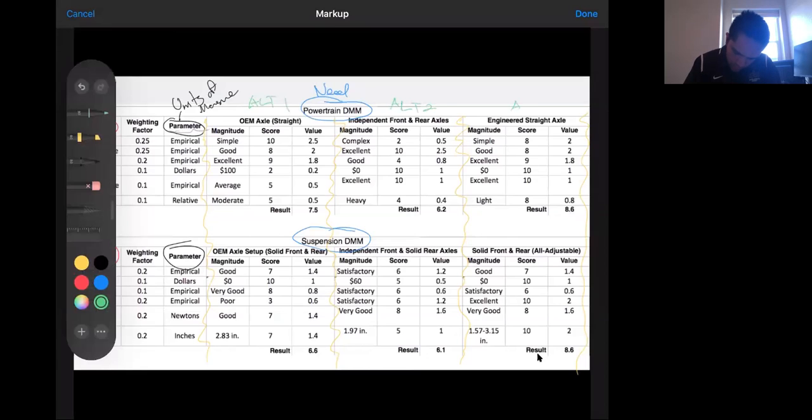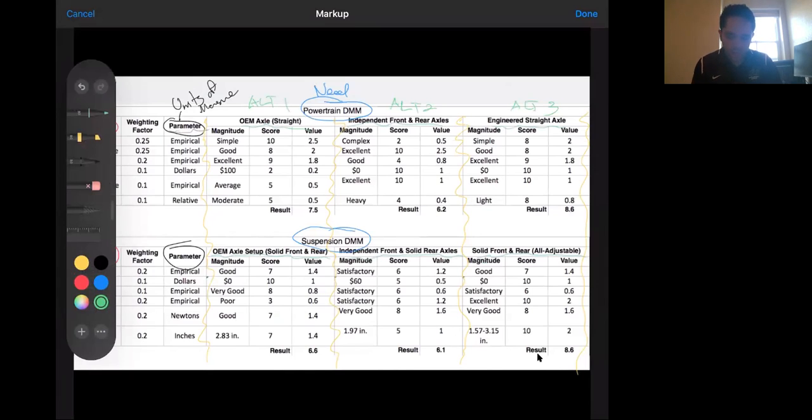And we have alt 3. And so for each of these alternatives, which would be OEM straight, independent front and rear axles, or engineered straight axle, right? These are all your alternatives for powertrain, and for suspension, for example, we have the OEM, we have the independent, or we have solid front and rear, all adjustable.